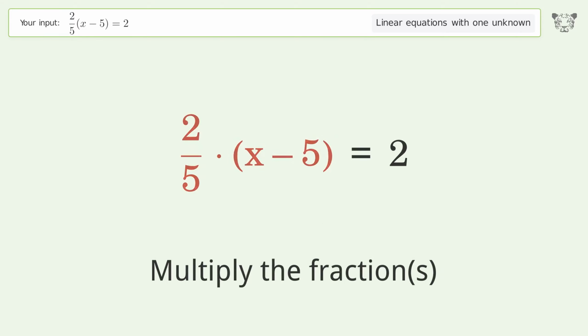Group all constants on the right side of the equation. Add 2 to both sides. Simplify the arithmetic. Isolate the x. Multiply both sides by inverse fraction 5 over 2.